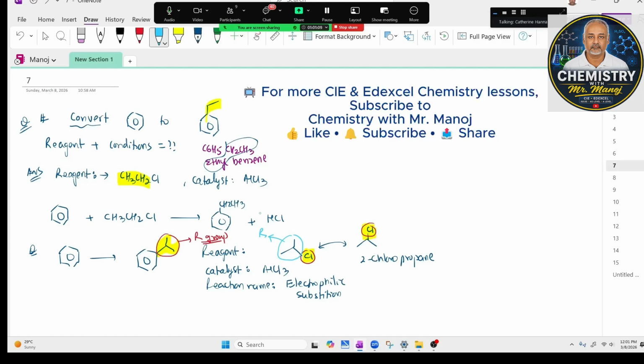So why are we going to attach the chloropropane to it? Why are we attaching the chloropropane to it if we want the isopropyl? So this is not chloropropane. This is 2-chloropropane. When you say chloropropane, the Cl is at the first position. This is 2-chloropropane. If you say chloropropane, this is CH3, CH2, CH2Cl.